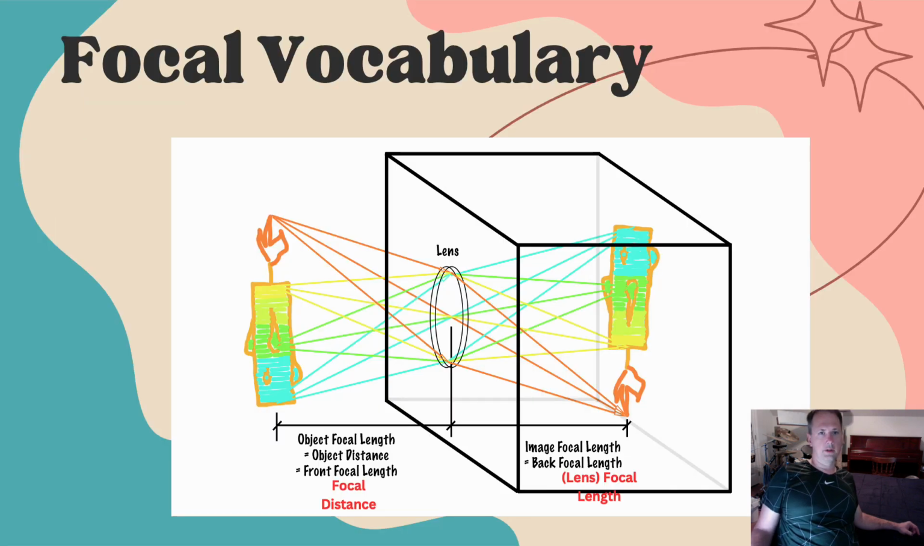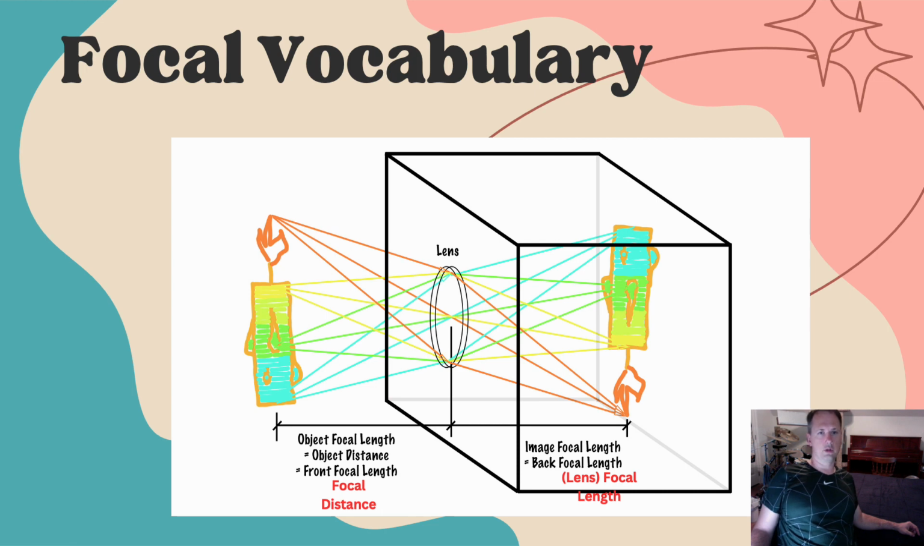So focus, there are 2 different concepts. There's the distance from the lens to the object. That's your focal distance, or your front focal length. Well, let's just call it focal distance. And then from the lens to the back of the camera, to the sensor, is your back focal length, in other words.